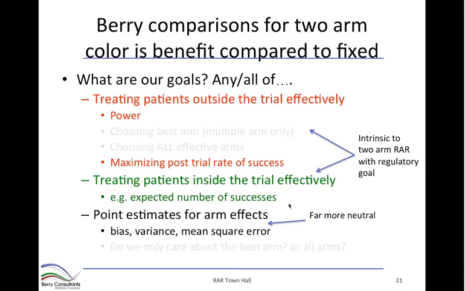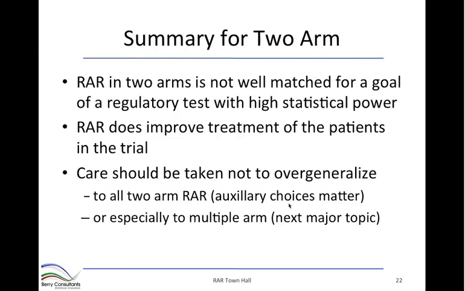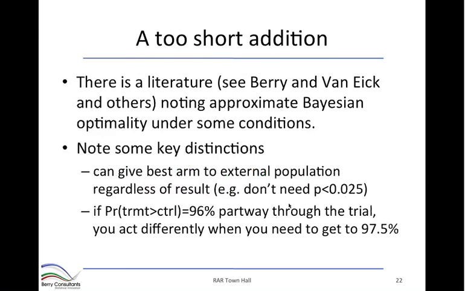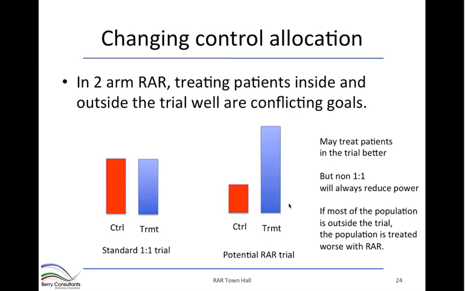Okay, so our comparison here for two arms is that certainly you do lower power. You treat patients better inside the trial, and for the point estimates, this seems to be a function of how you do it. It certainly can be worse, but it can also be fairly neutral. I think I've said that. Let me go through here.